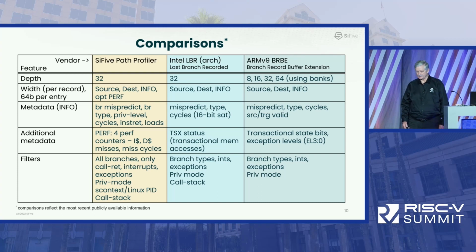And this is a comparison chart of the three: the PathProfiler, the Intel LBR, and the ARM V9. I won't go through this; a lot of it is similar. One difference is that Intel and ARM have transactional memory, and they store status bits for the basic blocks of the transaction. And I mentioned that we've added additional performance counters into the trace.